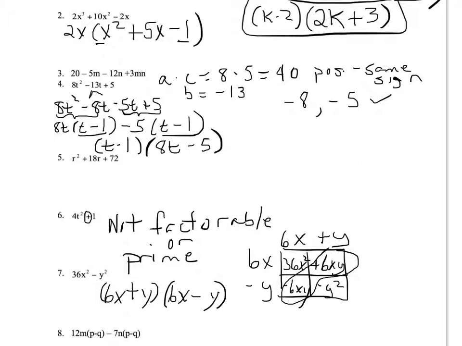The plus sign in one parenthesis and the minus sign in the other, since everything else is identical, causes those middle terms to cancel out. And it does equal 36x squared minus y squared.